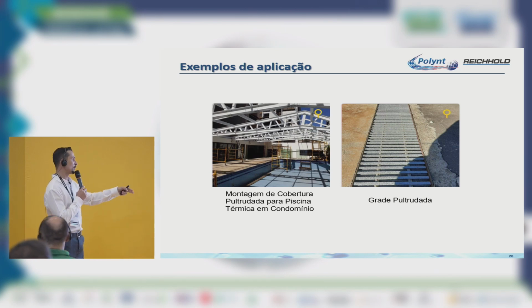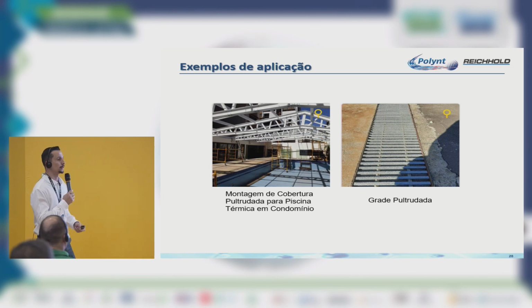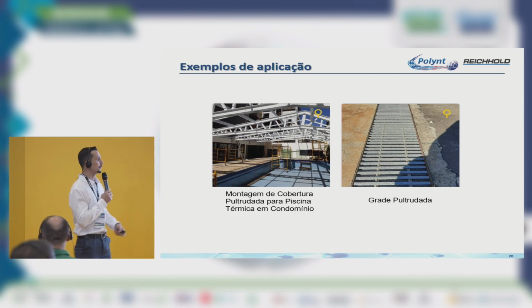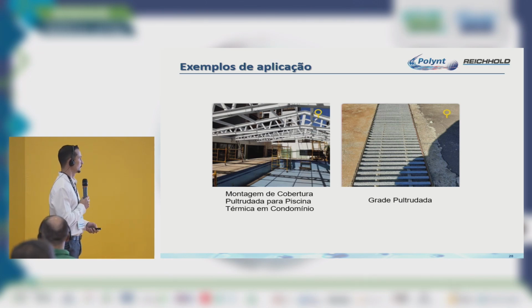applications. Other applications, for example, swimming pools which are heated. Sometimes you have chlorine added. Pultruded profile is the right option. And also you have pultruded grills in this channel or gutter.